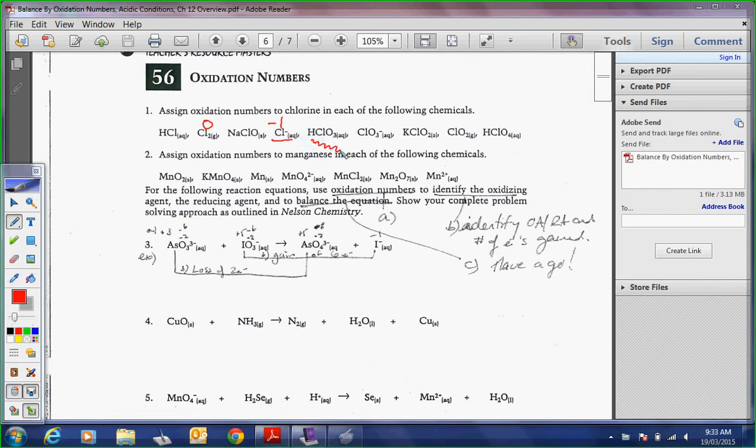-2. +1 for the first one. And then Cl is +1 and -2 for the last one. So -2 for the oxygen is correct. Then how many oxygens have you got? -6. -6 in total, and so therefore the chlorine, which is the one you do last, is +5.